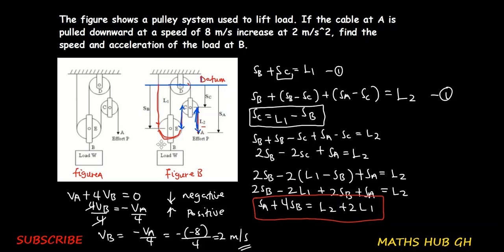So what will happen is that you see the load is attached to pulley B, so it will have the same velocity as the pulley B. That's what this answer means. Now you have to find the acceleration of the load. To find this acceleration, you have to find the acceleration of the pulley B, and that will be the same acceleration for the load. So let's continue.